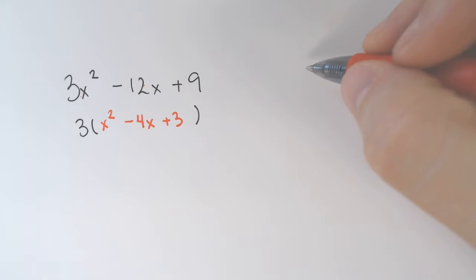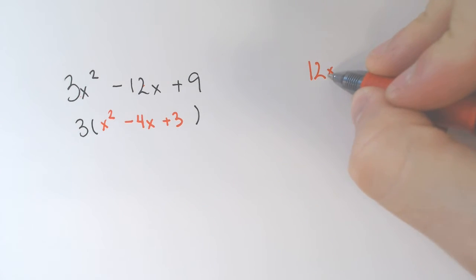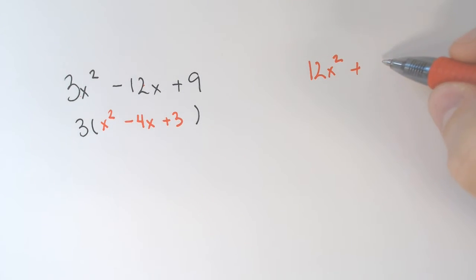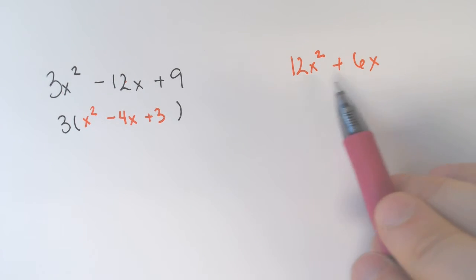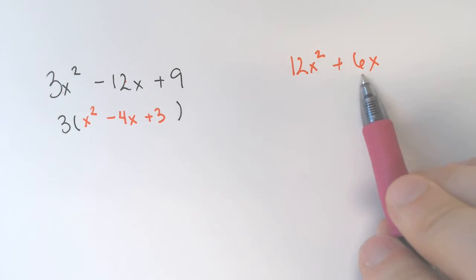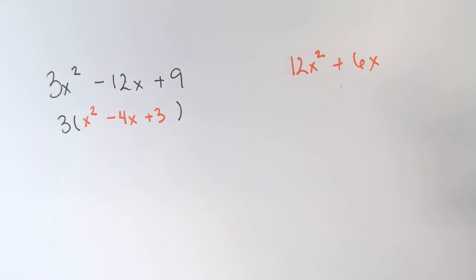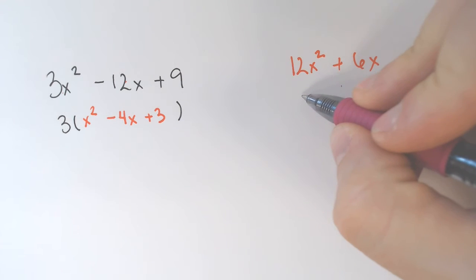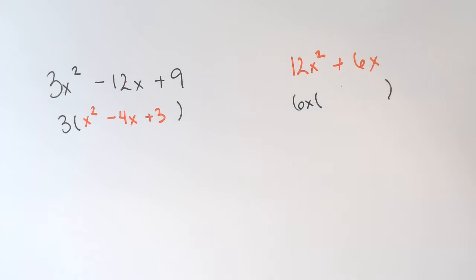So another scenario you could have is, let's say we have 12x squared plus 6x. Here, they both can be divided by 6. This 12 doesn't have to be the number you divide by. They both can still divide by 6. But not only that, they both have an x. If all of the things or terms have an x, then you have to factor that out with the 6 that they can both divide by.